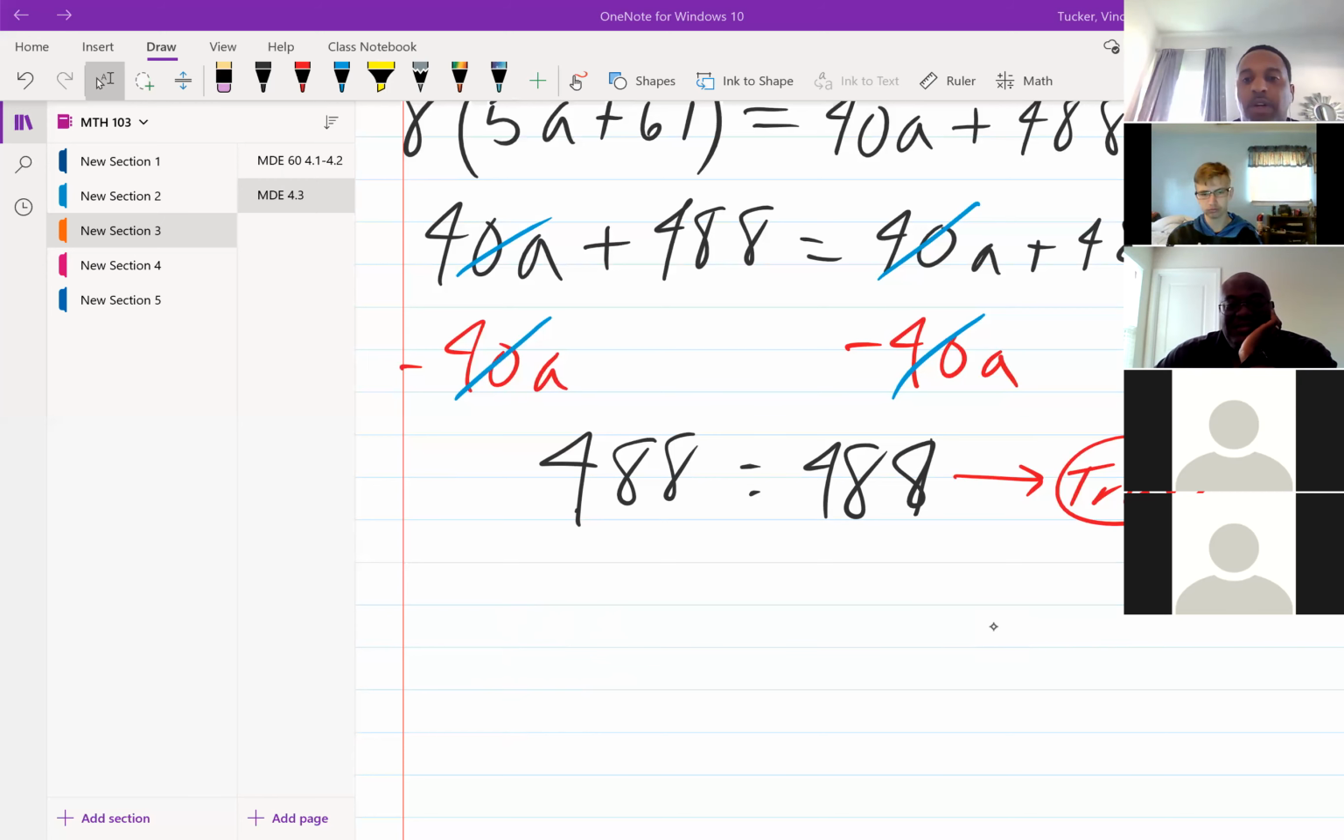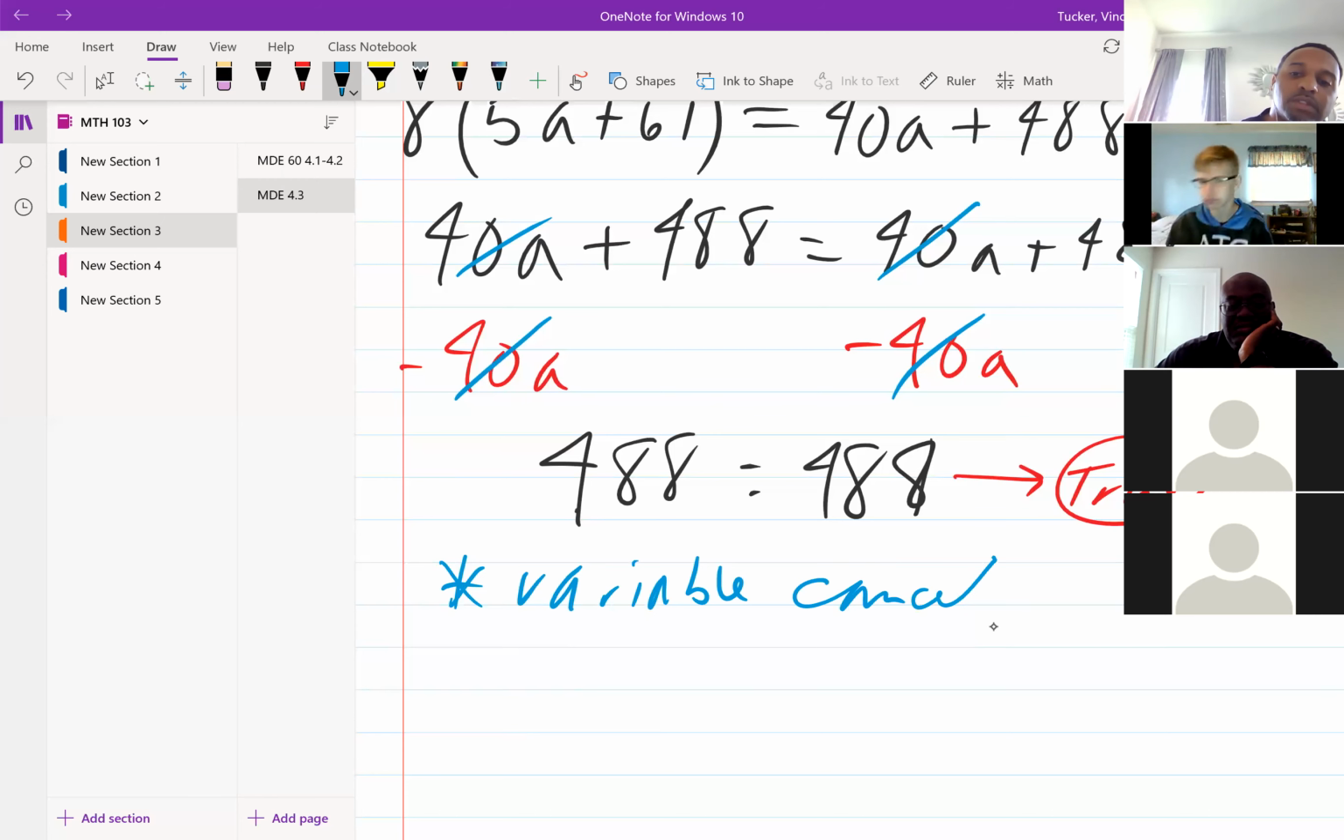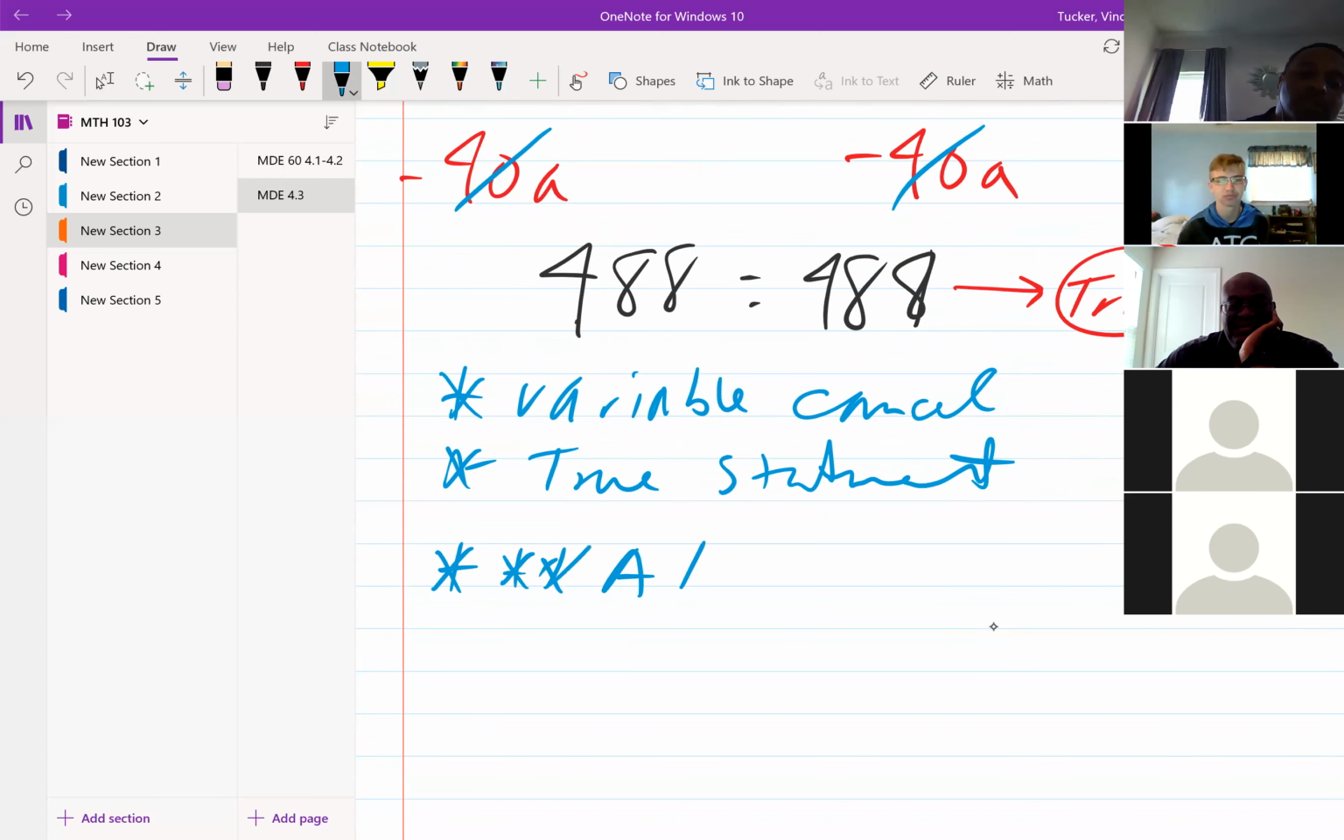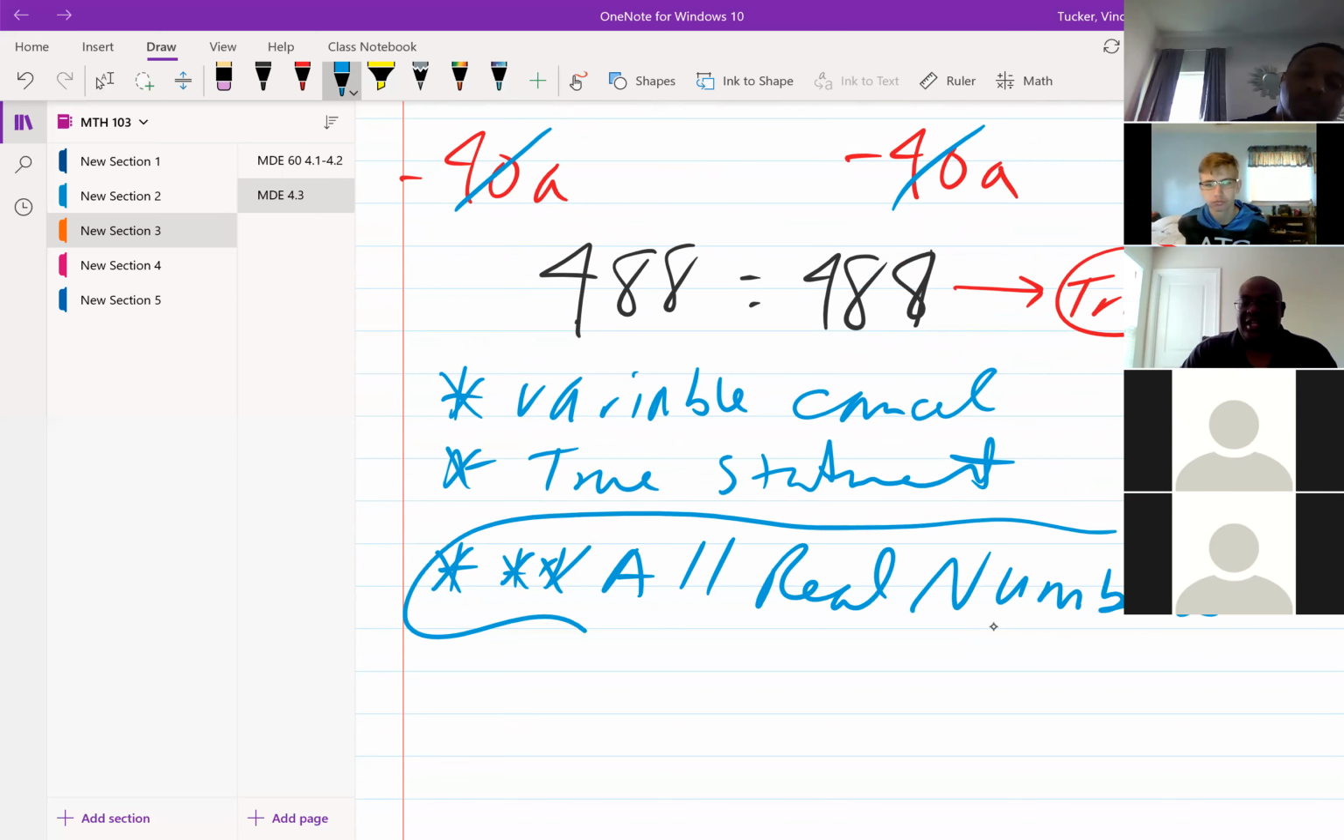All right, so let's finish this one off. The answer isn't true. It's just that we have a true scenario. In other words, 488 is equal to 488. So we talked about this, or we finished off last set of notes. If your variables cancel and you have a true statement, your answer is actually all real numbers. Okay. And that's one of the answers in the homework.